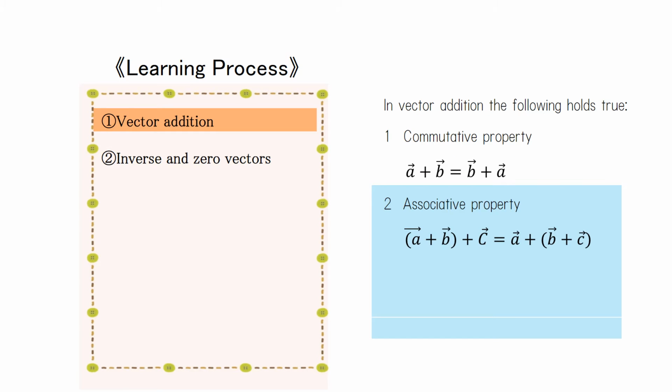In vector addition, the following holds true. The commutative property. Vector A plus vector B equals vector B plus vector A. The associative property. Parentheses, vector A plus vector B parentheses plus vector C equals vector A plus parentheses vector B plus vector C parentheses.